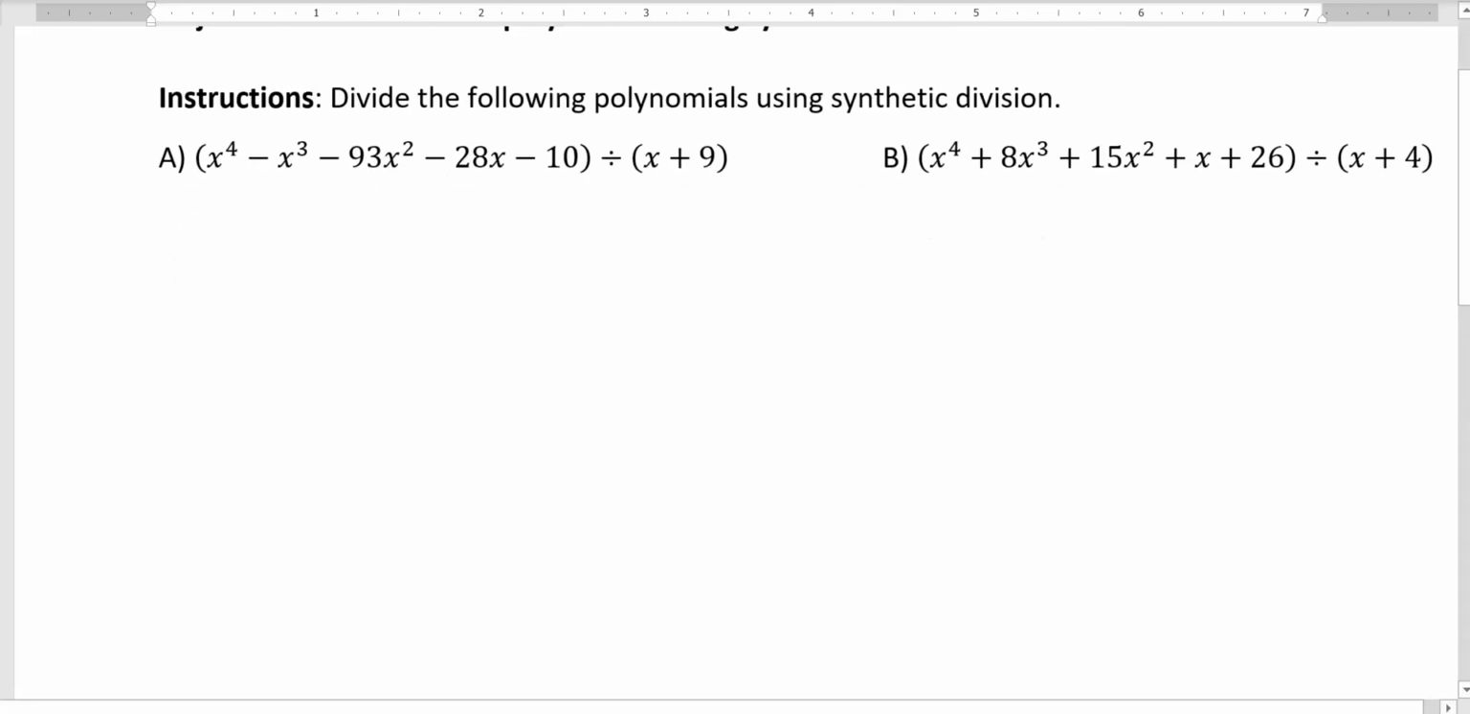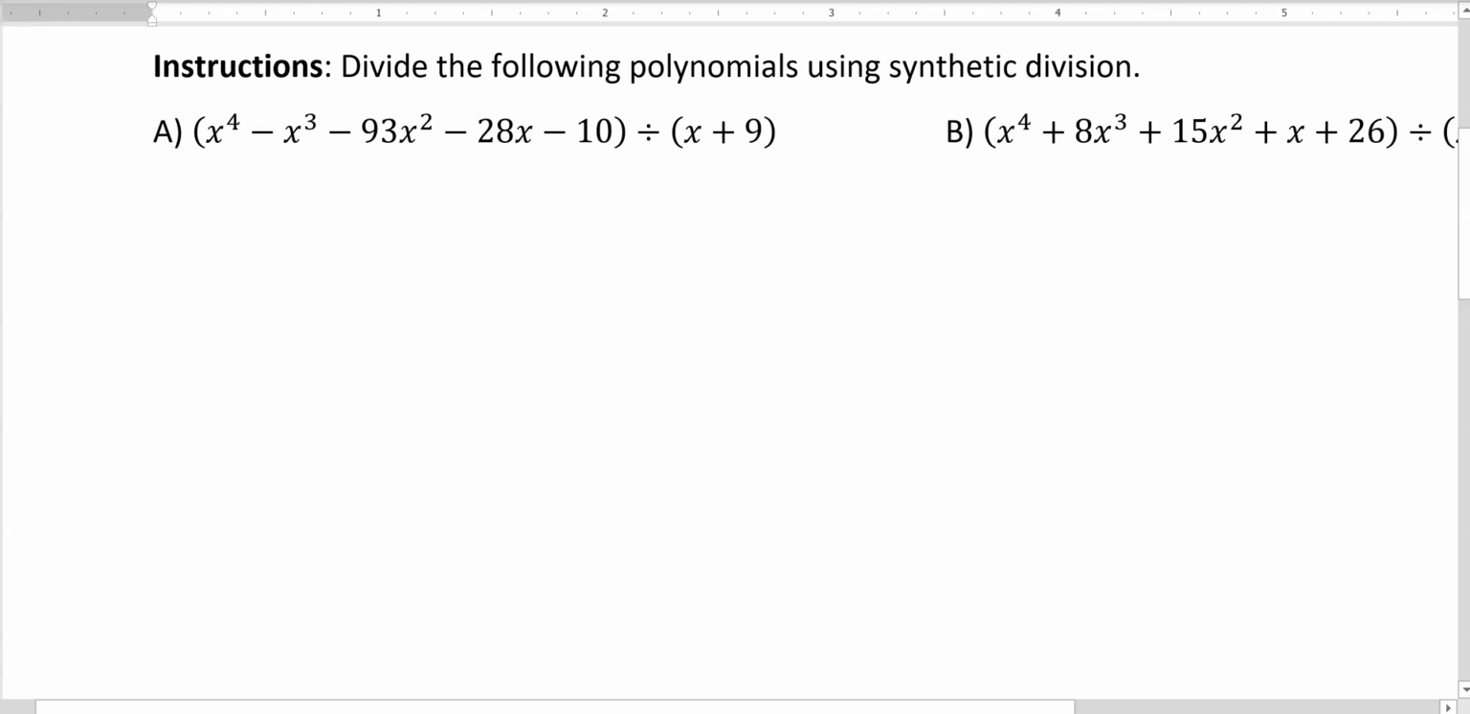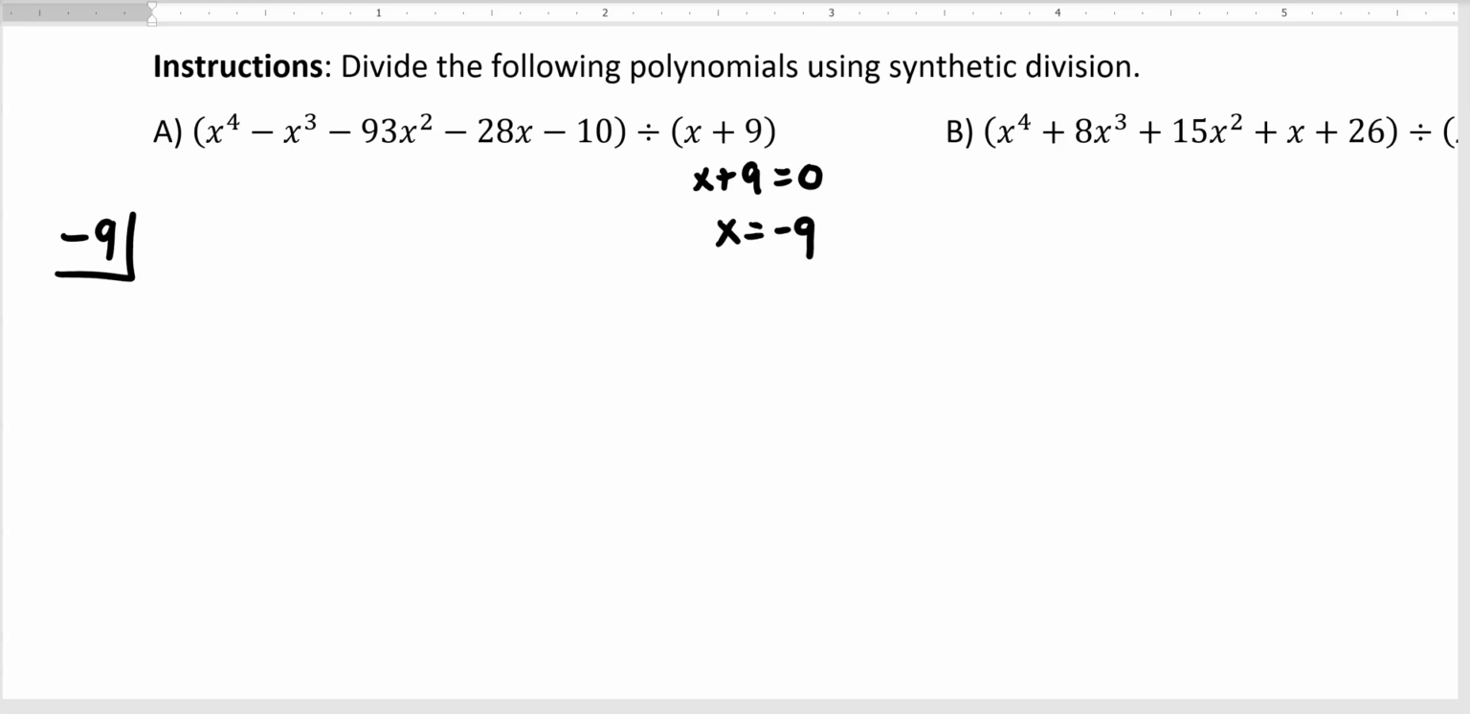Remember, with synthetic division, we can only do it if our divisor is a linear binomial with a leading coefficient of 1. So all of these are going to fit that criteria. If anything else, we would have to use long division. So remember, to find what goes in the box, we just put our divisor equal to 0 and solve. We find x equals -9. So -9 is going to go in our box here.